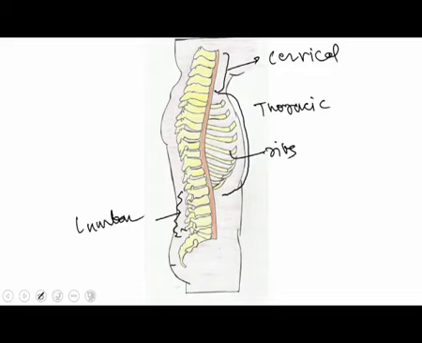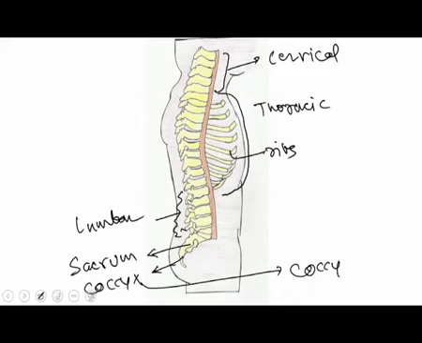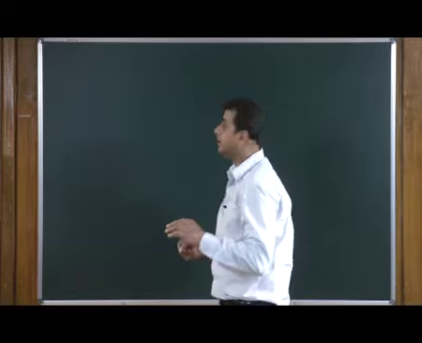The lumbar region forms the wall of the abdomen at the back, and just below the lumbar we have the area called sacrum, and just below the sacrum we have the coccyx, or sometimes these are called coccygeal vertebrae. So these are the root words of the vertebrae, and let's try to discuss once again the vertebral column.